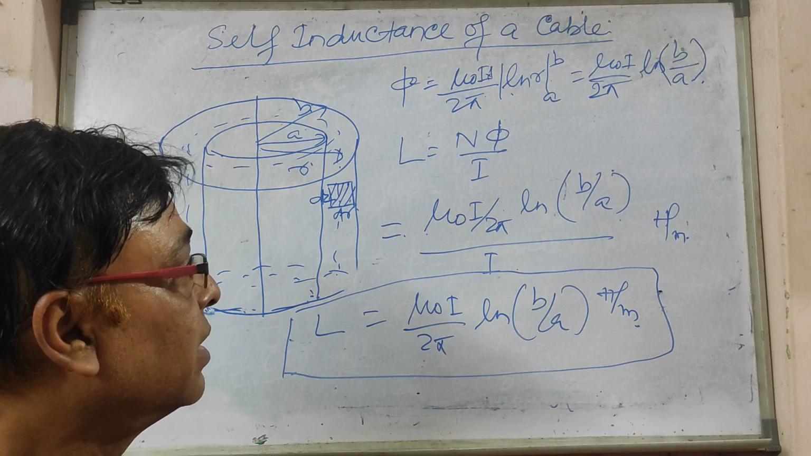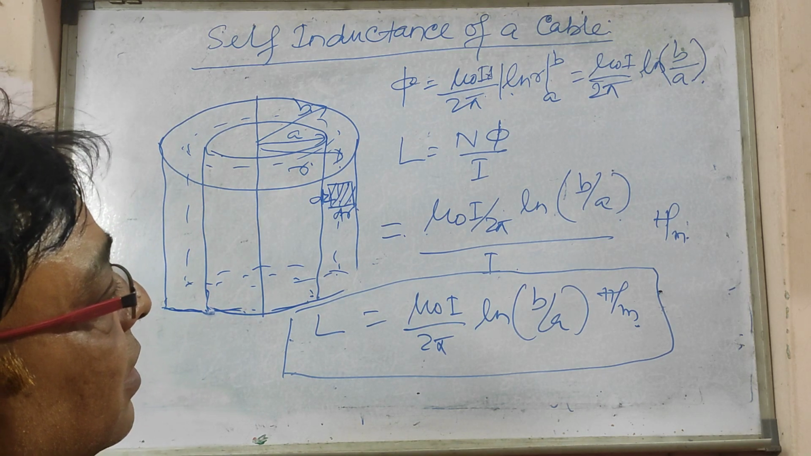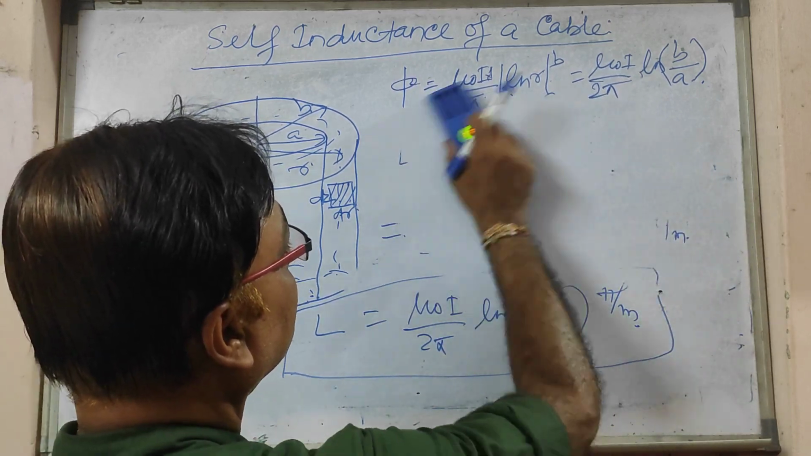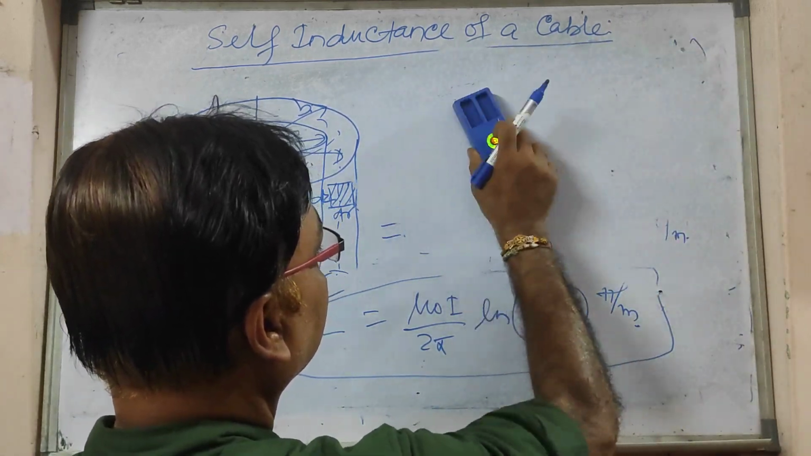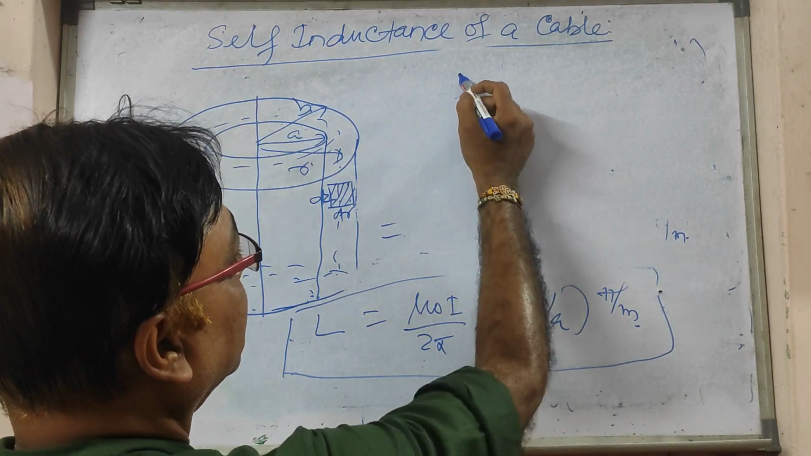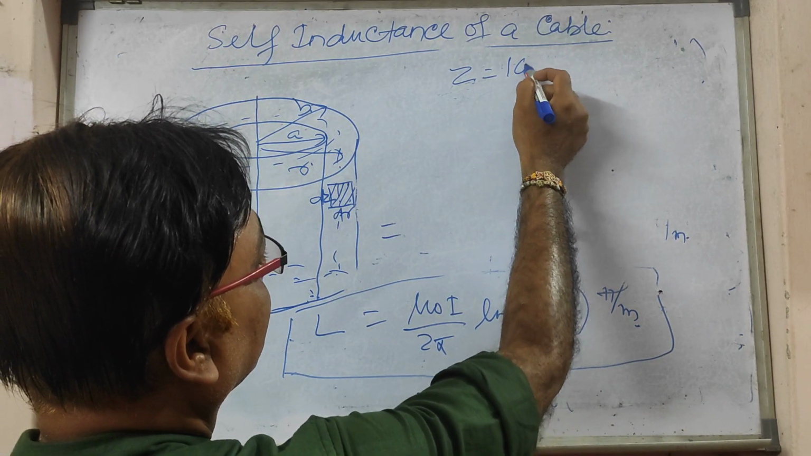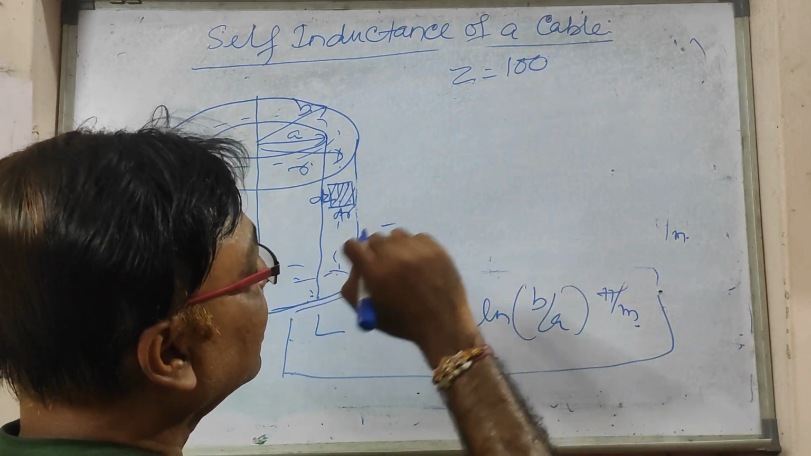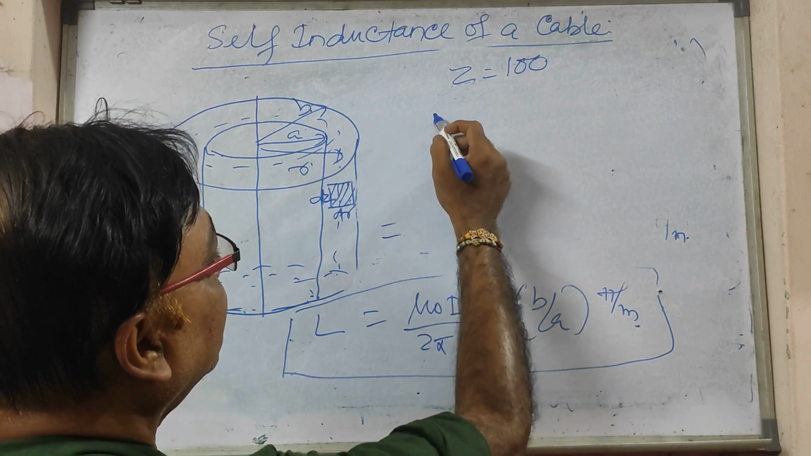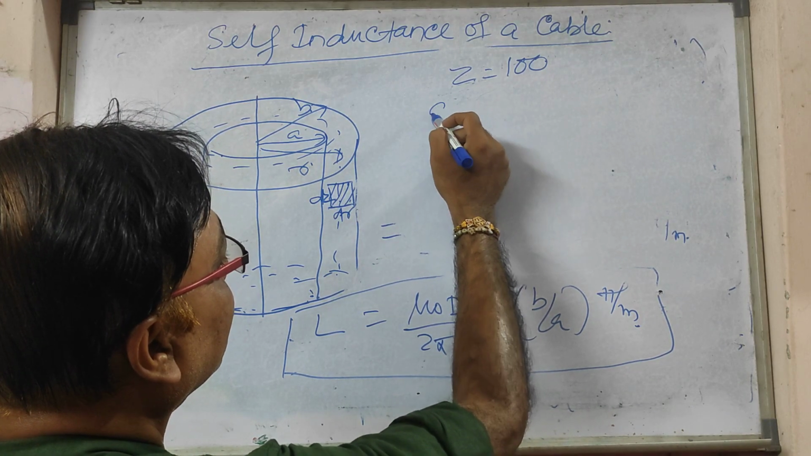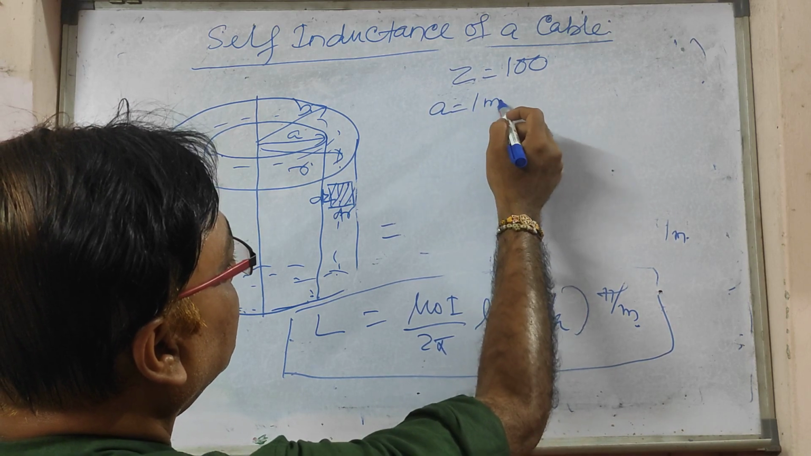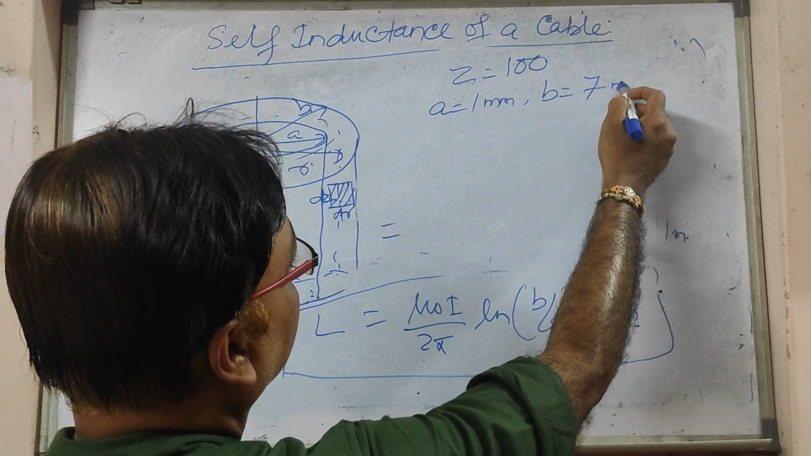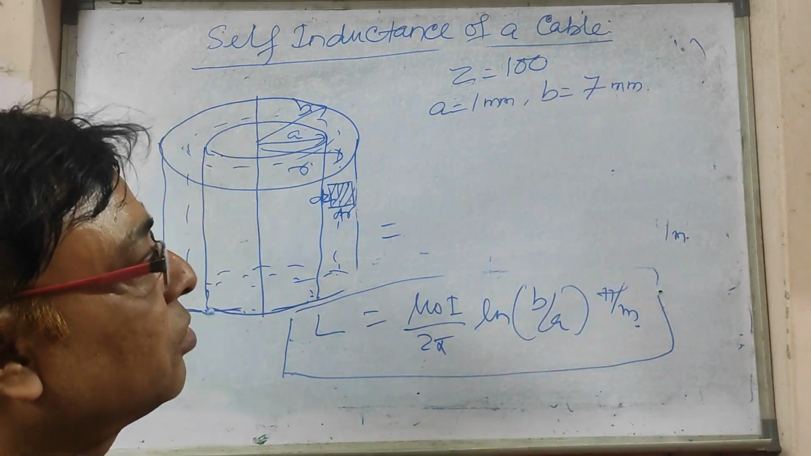Suppose it is given that the length of the cable is 100 meter, that means z is 100 meter. So you can say the limit of z will be from 0 to 100, and the inner radius and outer radius are, that means a is equal to 1 millimeter and b is equal to, suppose, 7 millimeter. Now how to calculate this one?